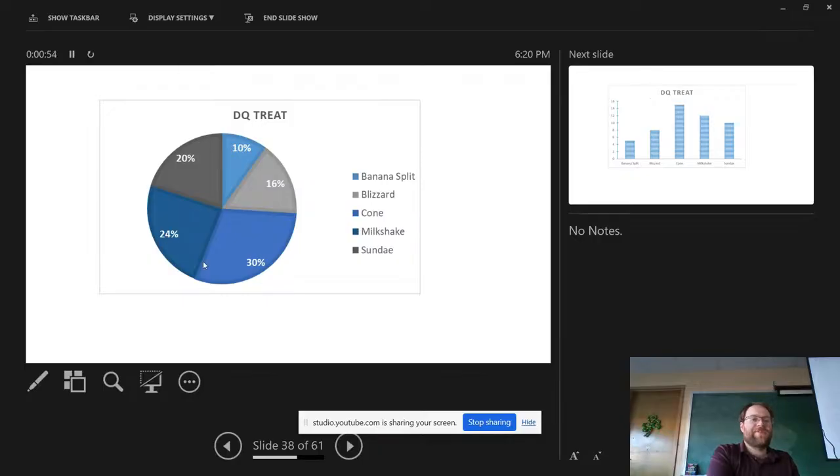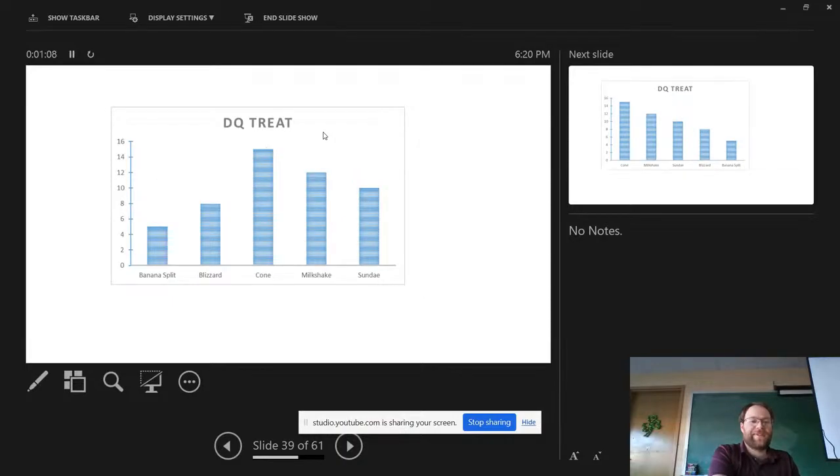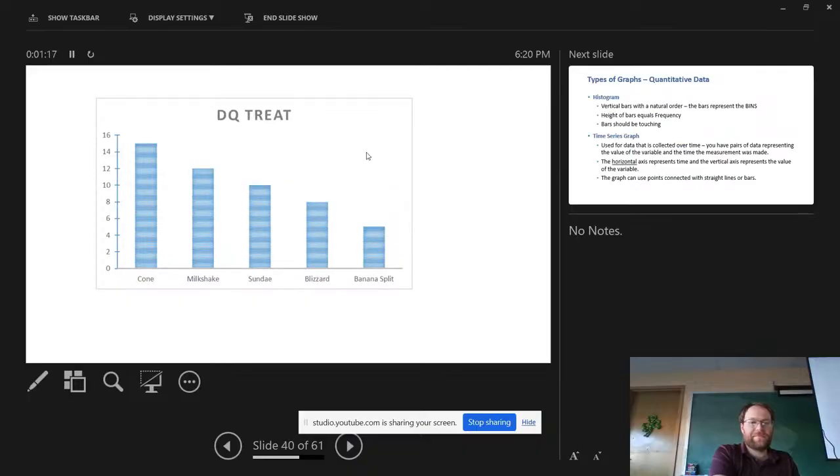But pie chart there for favorite Dairy Queen treat. I don't know about you, but I would be in the Blizzard category. Same graph as a bar graph. Pareto chart in descending order. Or if we had multiple categories for each.